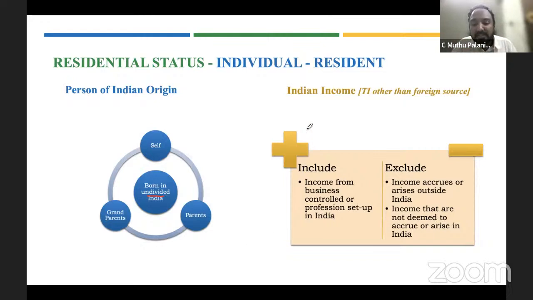The next concept we wanted to understand is Indian income. When you say Indian income, it's typically excluding income from foreign sources. What do you exclude? You exclude income that is accruing or arising outside India, and that is not deemed to accrue or arise in India. Which means there is no connection to India, so such income should be excluded. What should be included? Income from a business controlled or profession set up in India. Please remember the words: it is business controlled, not business set up, and profession set up, not controlled. These are the two words that you should remember. So you should include business controlled from India, profession set up in India, and you should exclude any income which is not accruing or arising in India or deemed to accrue or arise in India. Basically, you have to exclude every income that is foreign income.